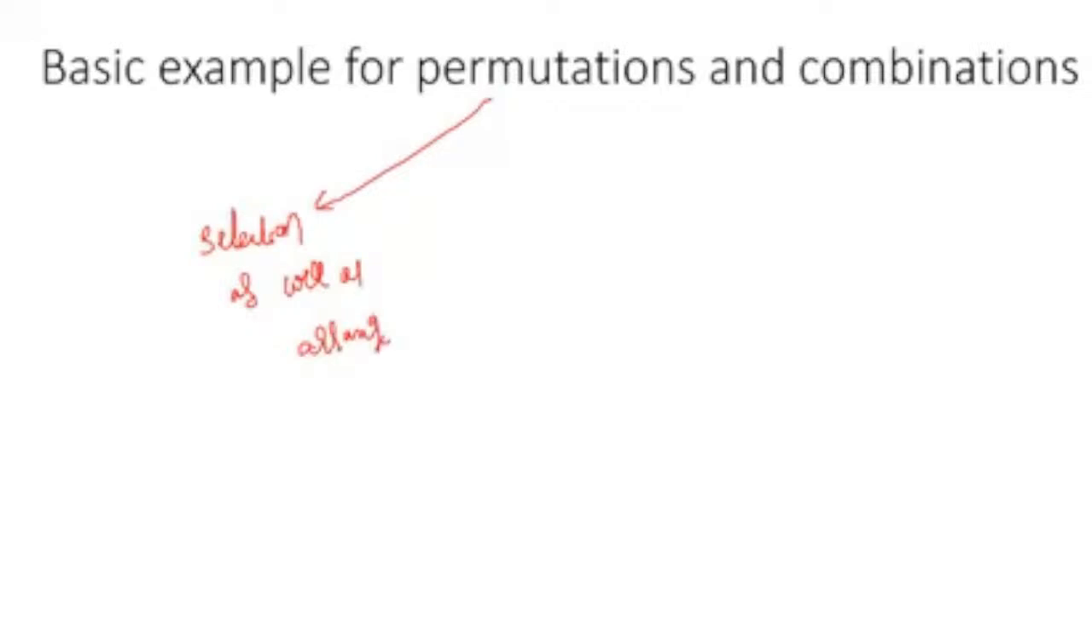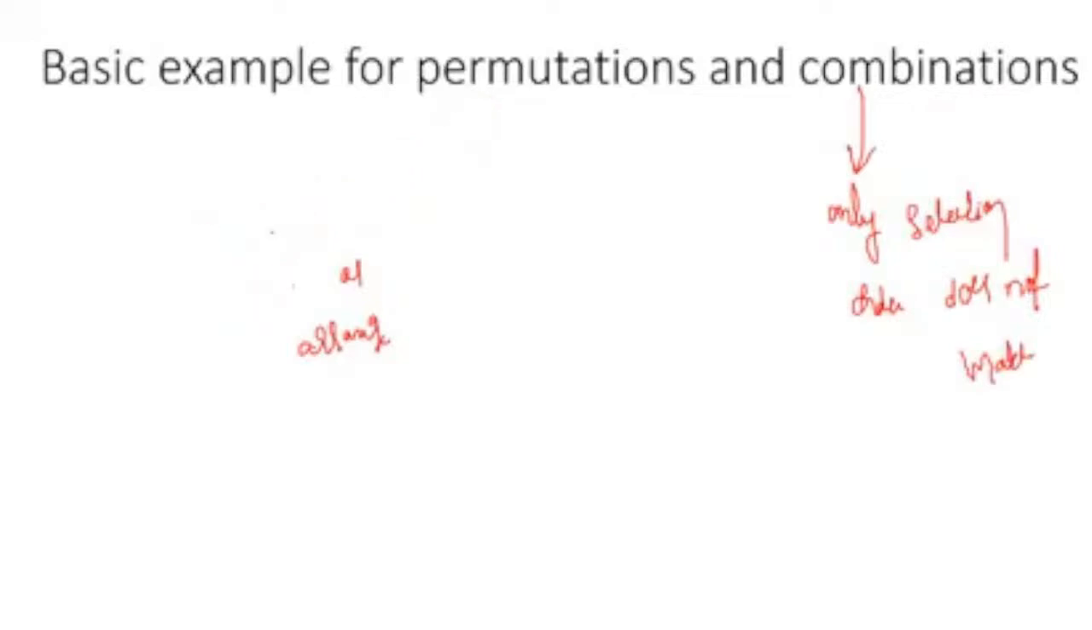Similarly, what does combination mean? In combination, we'll be doing only selection, where order doesn't matter. Let's go with a basic example to understand this better: how permutation has ordering and selection, and how combination has only selection.